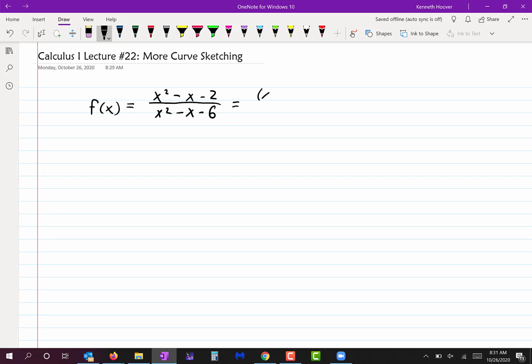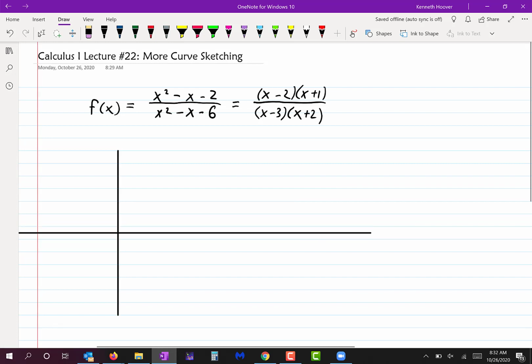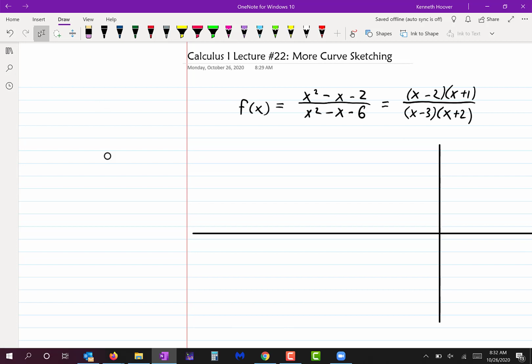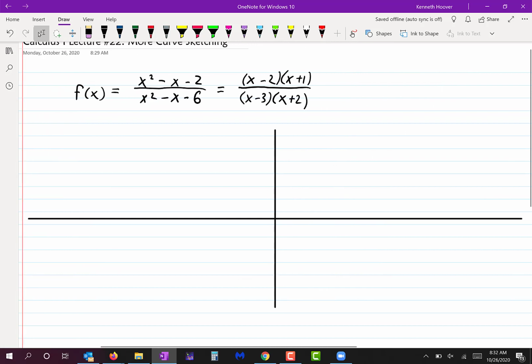So the top is x minus 2 times x plus 1, and the bottom is x minus 3 times x plus 2. So right away, not from any calculus at all, but just from algebra, I know that there's going to be some asymptotes at which places? While I move this around here, think about it.